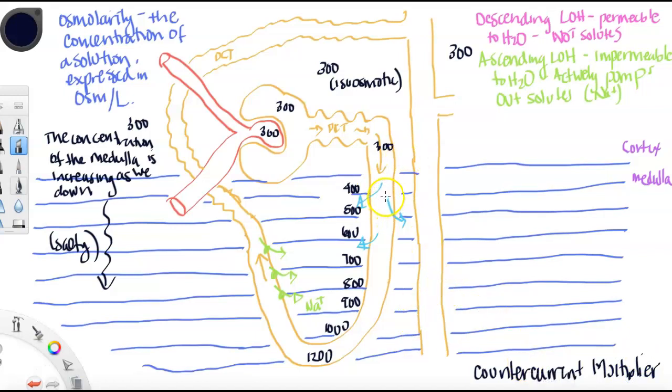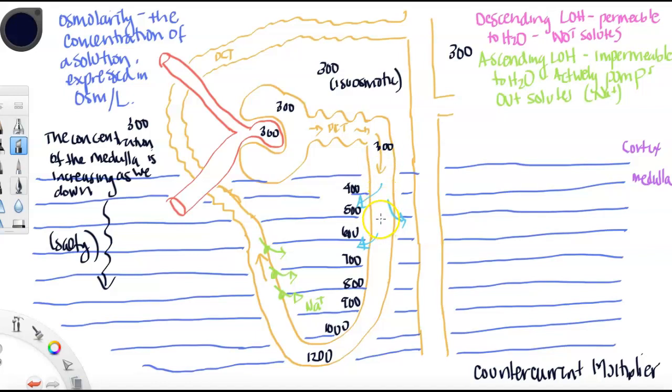So as this filtrate goes down into the loop, it's basically there to alter the concentration of what we're going to have as urine. Okay, so either it's going to be really concentrated or really dilute or somewhere there in the middle. And this is where that basically occurs. So basically, this 300 milliosmol filtrate flows down into this weird salty environment.